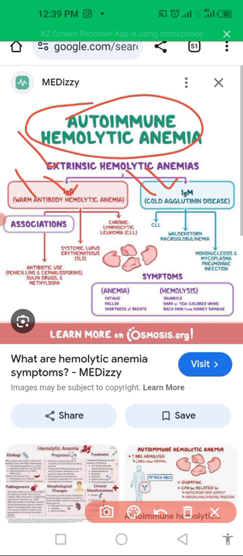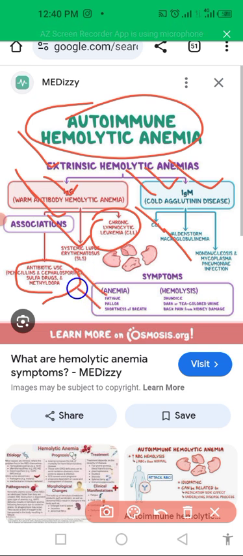Warm antibodies are associated with penicillin, cephalosporins, systemic lupus erythematosus, or CLL, chronic lymphocytic leukemia. IgM is involved in cold agglutinin disease, like Waldenstrom macroglobulinemia, mononucleosis, or Mycoplasma pneumonia infection. Symptoms will be anemia, fatigue, pallor, dizziness, headache.